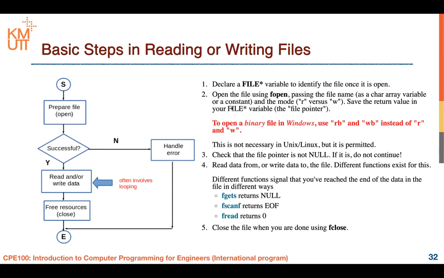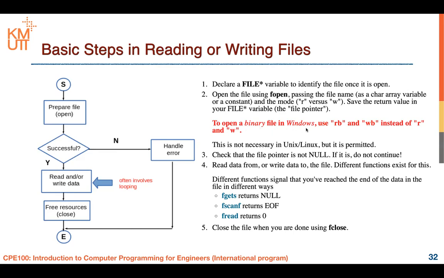If you want to go into detail, in C programming, first of all you have to declare FILE and an asterisk sign in order to declare a file variable. Again, it is a pointer, because we use a star. And then you can use fopen in order to open the file.